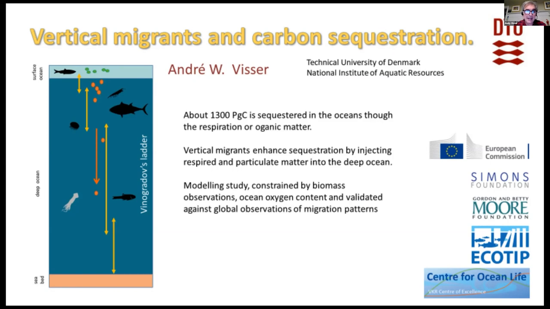So the question is, how much of that 1,300 petagrams is actually due to this vertical trophic transfer, this entire relay of organisms migrating vertically all the way from the surface ocean down to the deep ocean? This is a modeling study. It's constrained by biomass observations and ocean oxygen content, and is validated against global observations of migrating patterns. So if we go to the next slide, please.